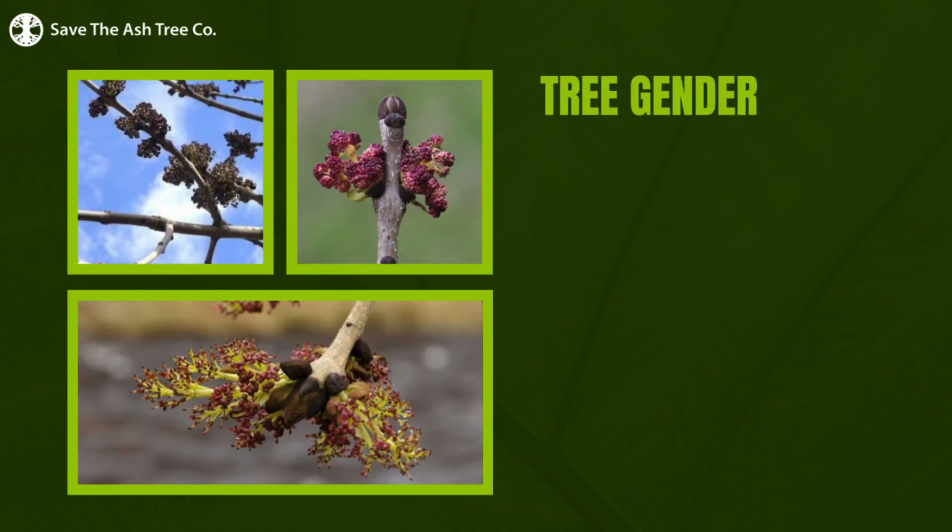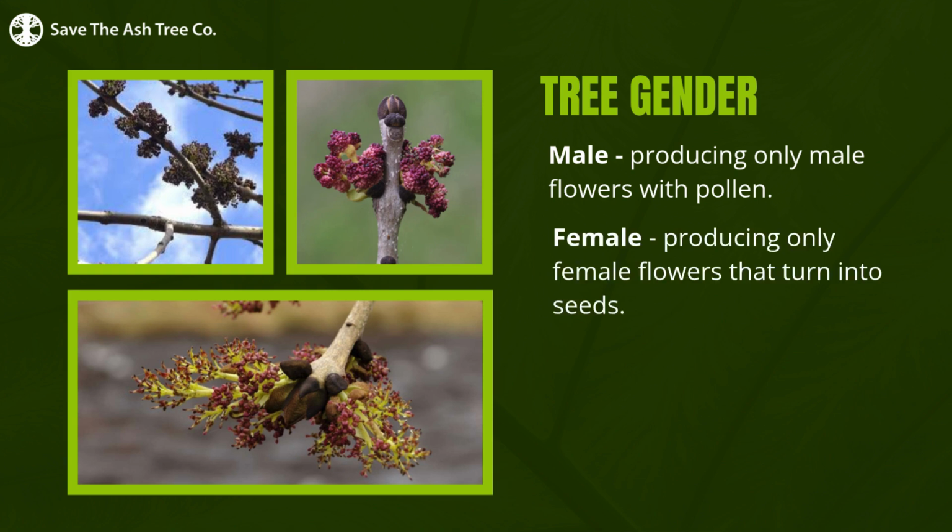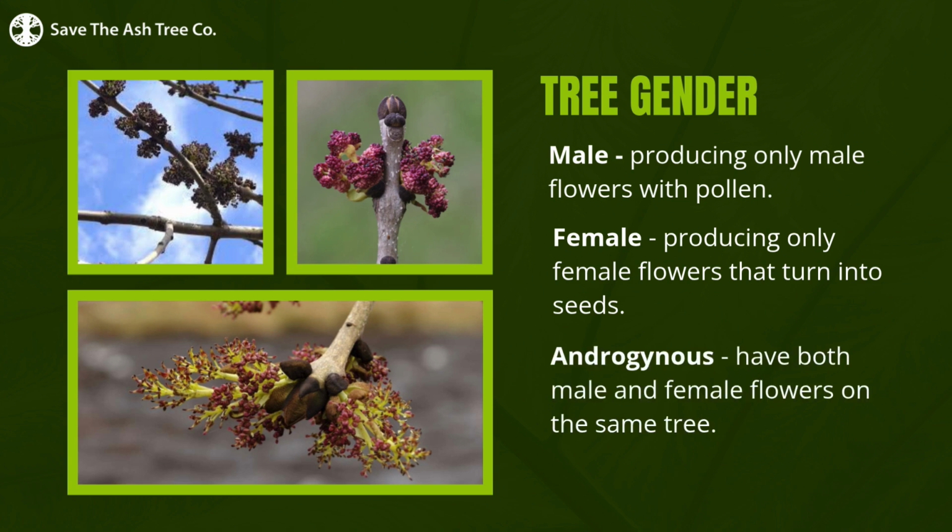Tree gender. Here's a fun biological fact. Ash trees have a complicated love life. Ash trees can be male, producing only male flowers with pollen, female, producing only female flowers that turn into seeds, or, and this is where it gets spicy, androgynous, meaning they have both male and female flowers on the same tree.